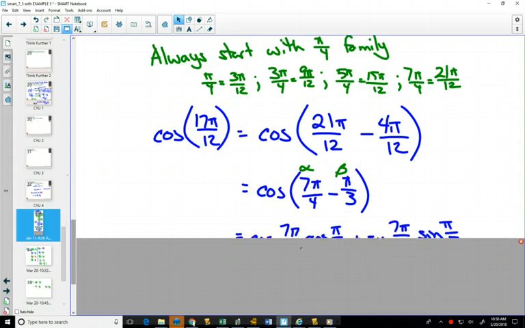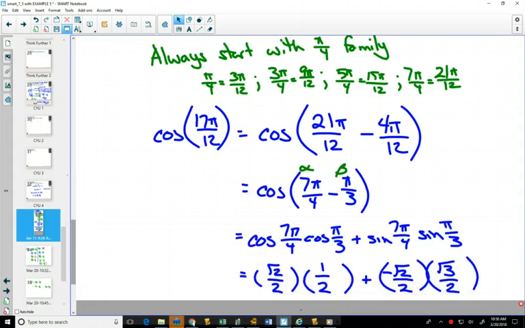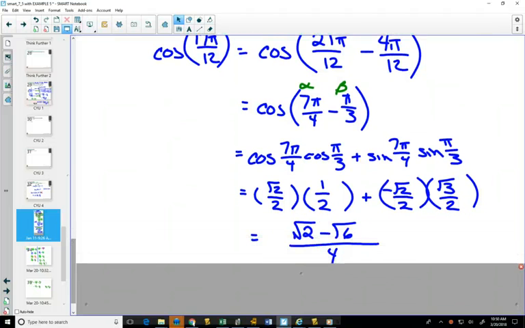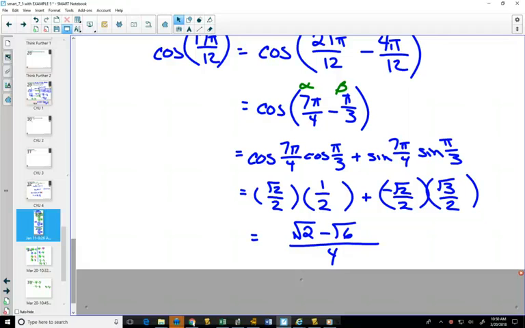So check how you did. Cos, cos plus sine, sine. Go to your unit circle. And in this case, the root 6 is negative. It's root 2 minus root 6 all over 4. Because 7 pi over 4 is in quadrant 4, you have to be careful because sine in quadrant 4 is negative. So we get negative root 2 over 2. Cos of 7 pi over 4 is still positive because cos is positive in quadrant 4.